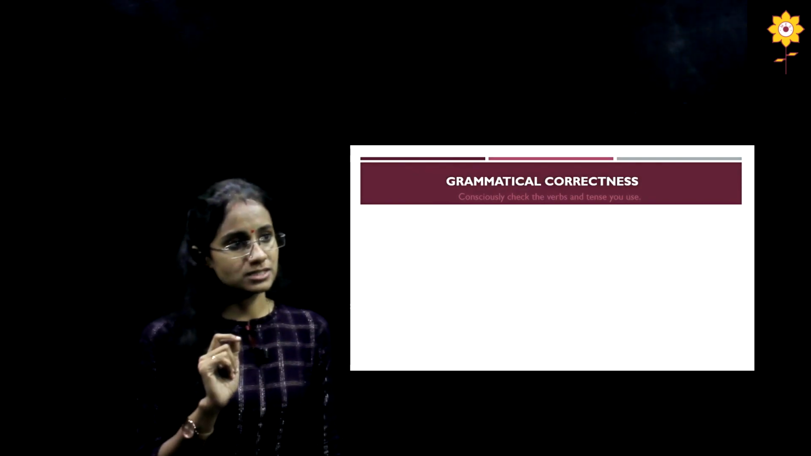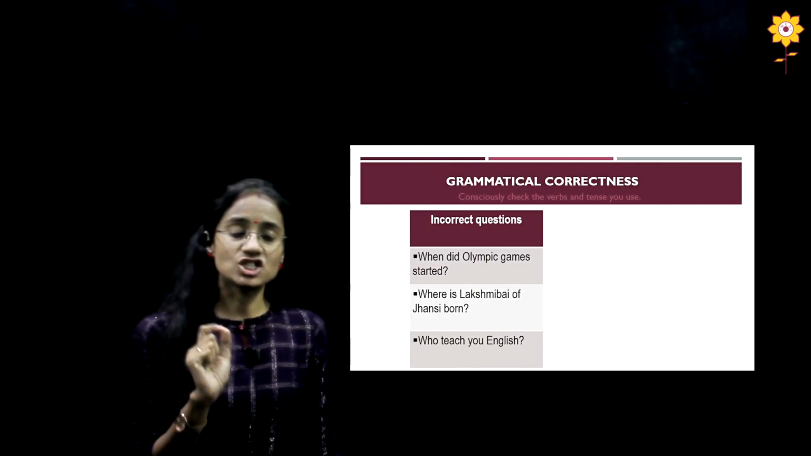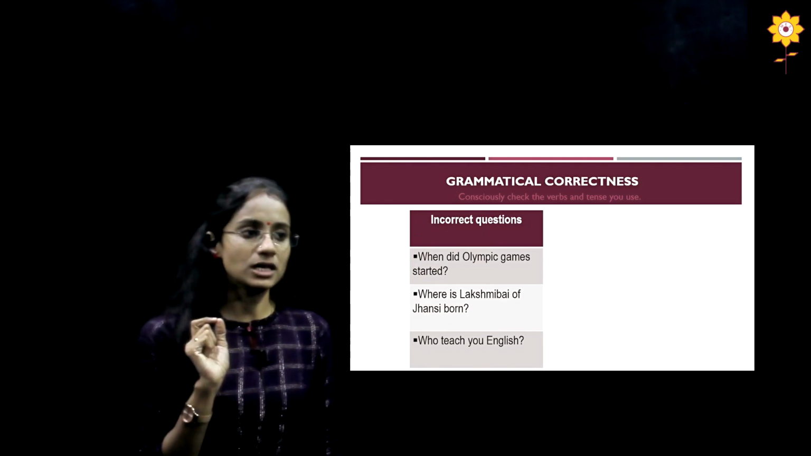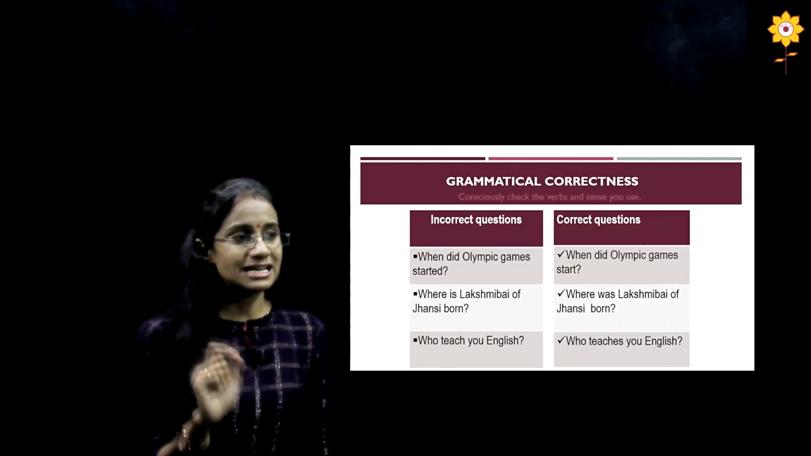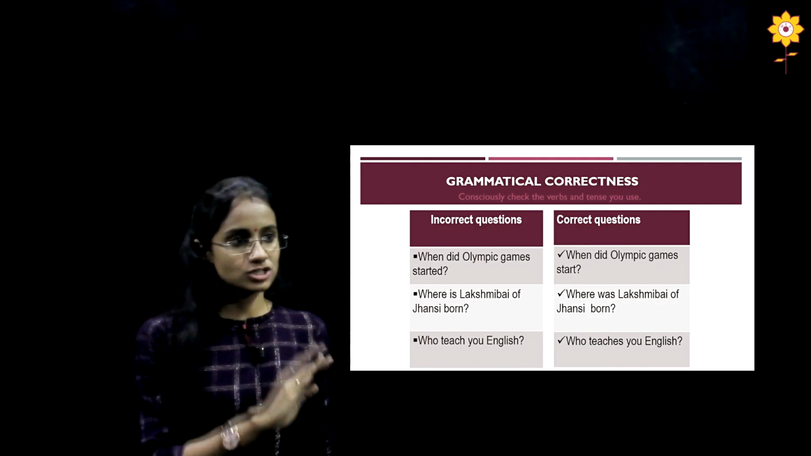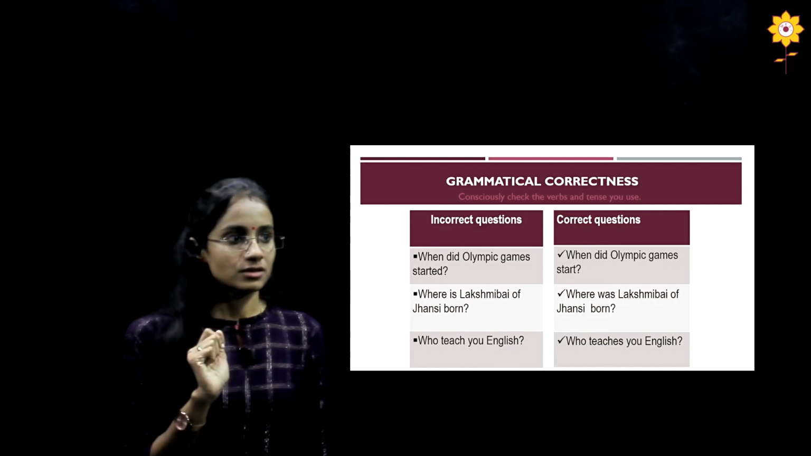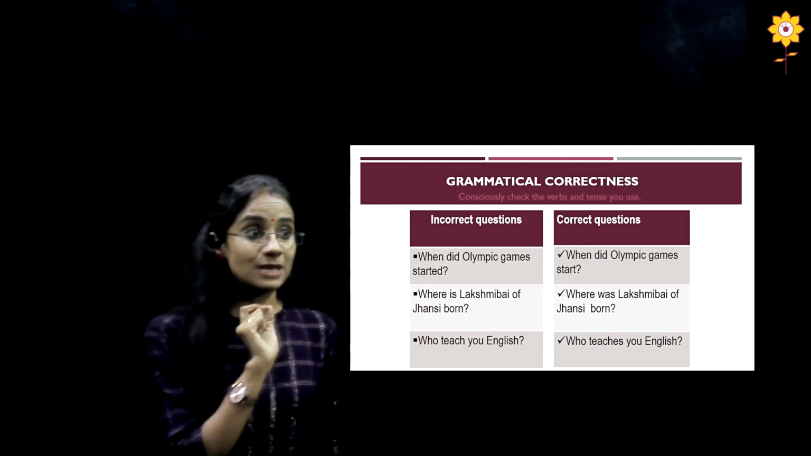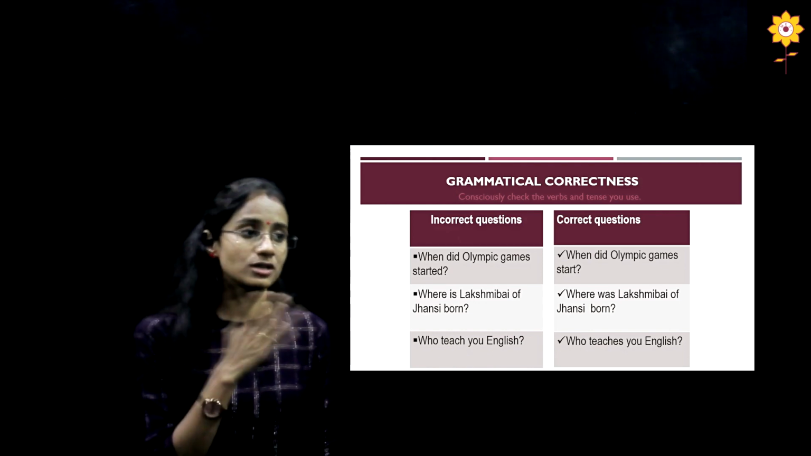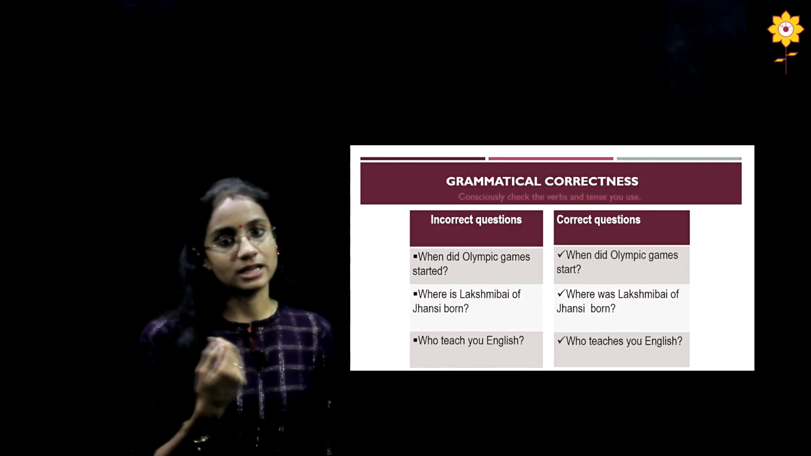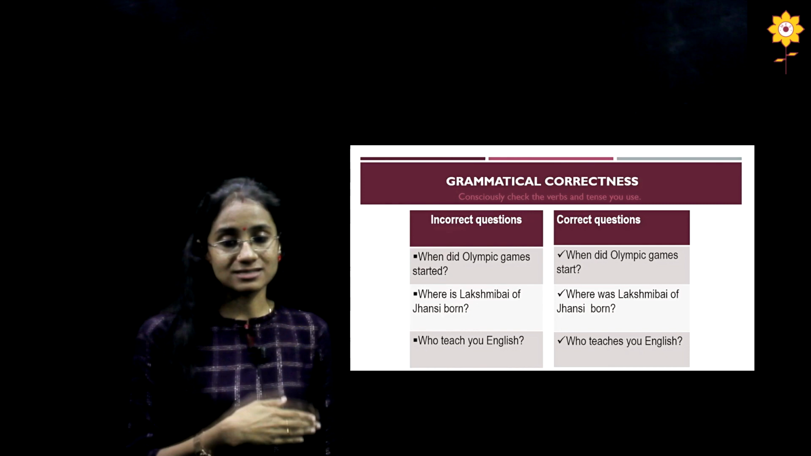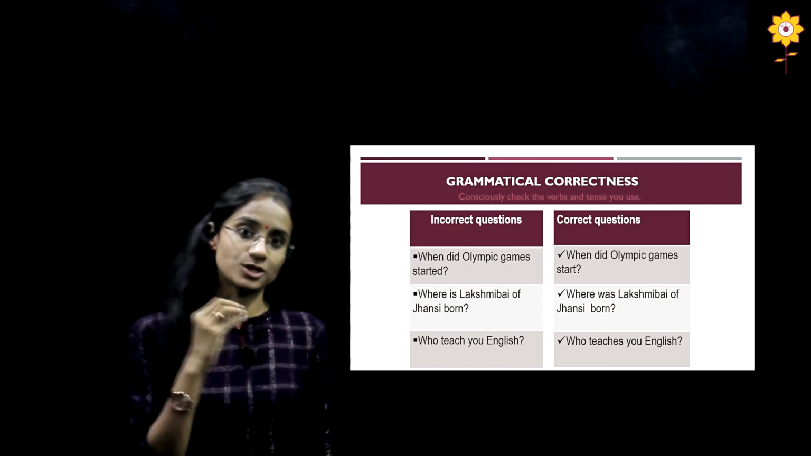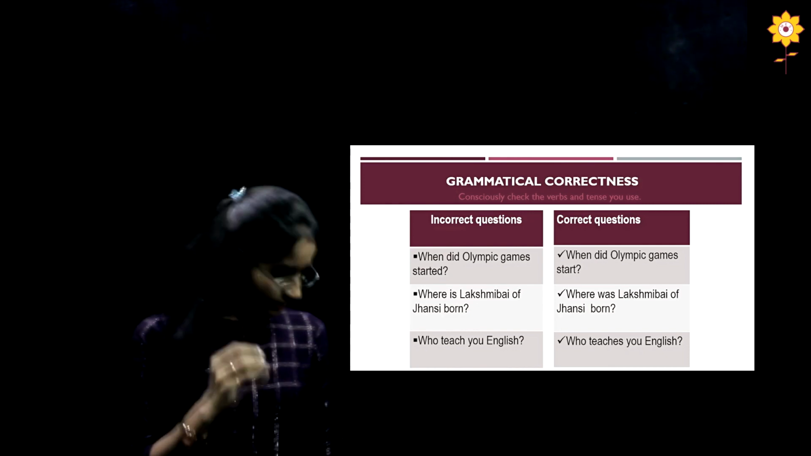Your question should be grammatically correct. So consciously check the verbs and tense that we use. So here you can see examples of incorrect questions and correct questions, right? "When did Olympic Games started?" It's incorrect. So the right way will be, when did Olympic Games start? So these are a few examples that you can observe so that you frame your questions grammatically correct.